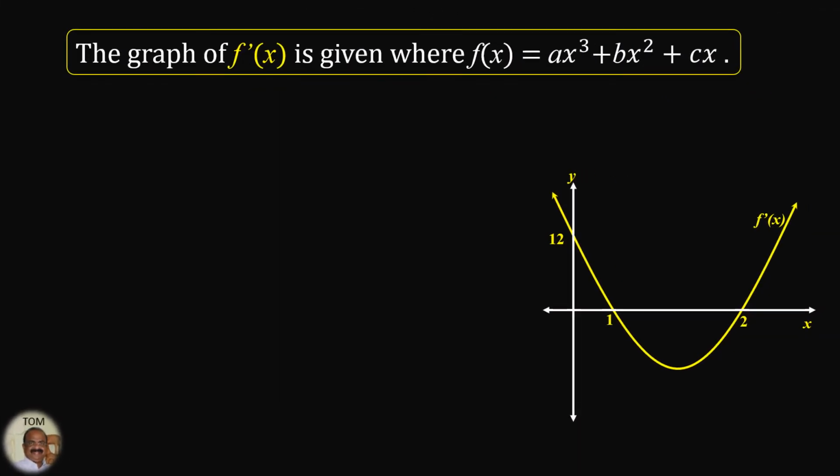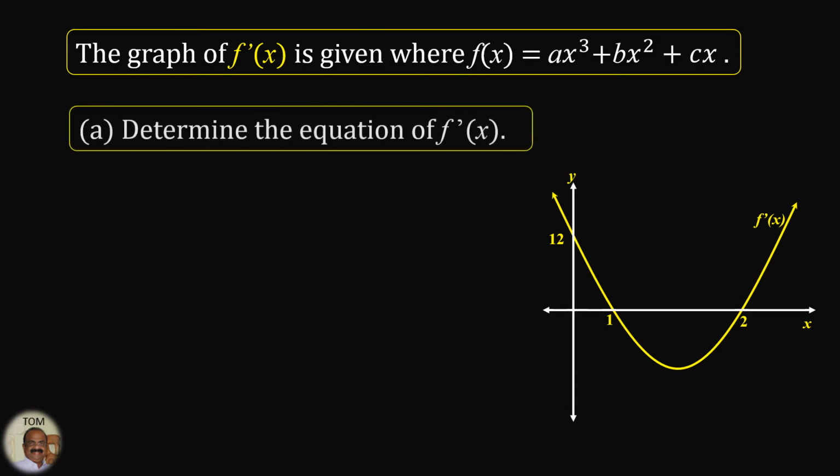The graph of f dash x is given. The parabola is given. Now, what is f of x is also available: ax cubed plus bx squared plus cx. Now, there are three unknowns. What is our question now? Determine the equation of f dash x, that is the parabola.